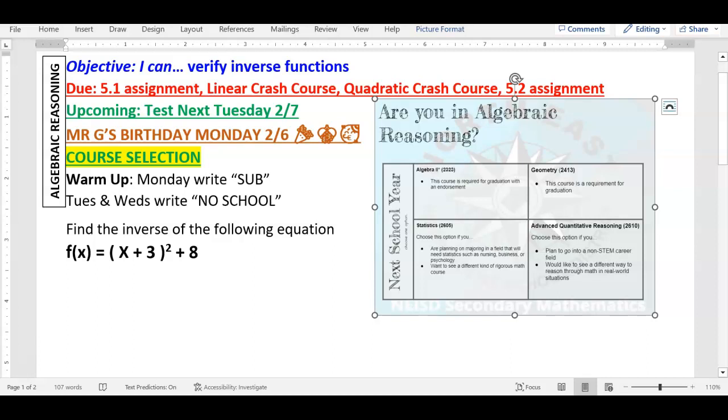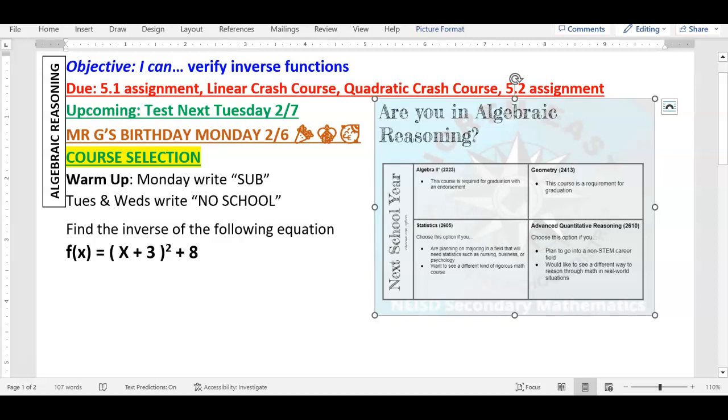today we're going to talk about verifying inverse functions. Did everybody actually turn in last week's warm-ups? For Monday, you can put sub. Tuesday, Wednesday, you can put no school. Monday, I was not feeling well, but I got over it over the next 2 days. So I'm back, feeling okay.